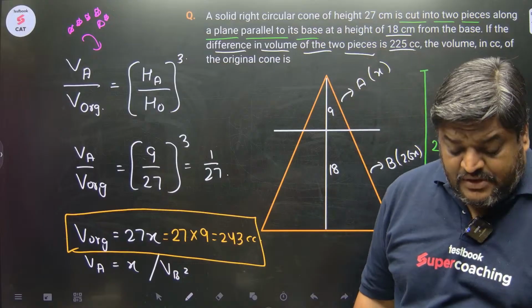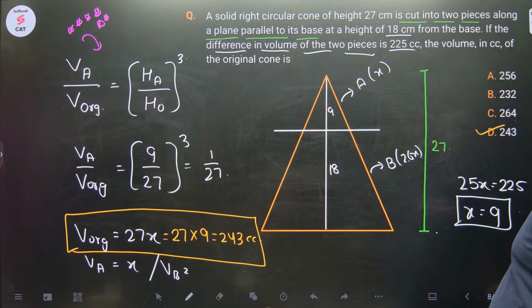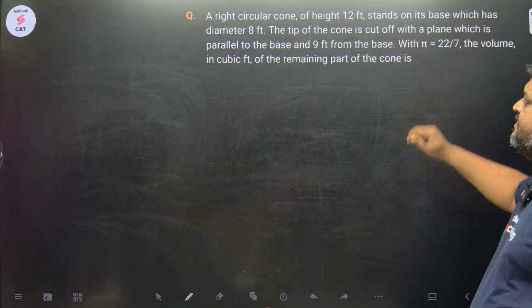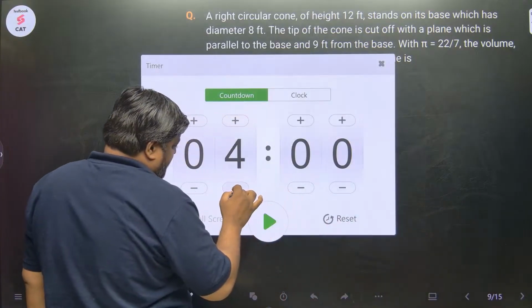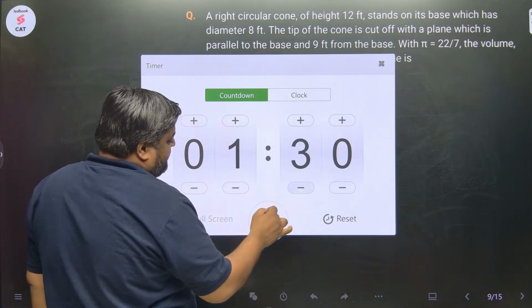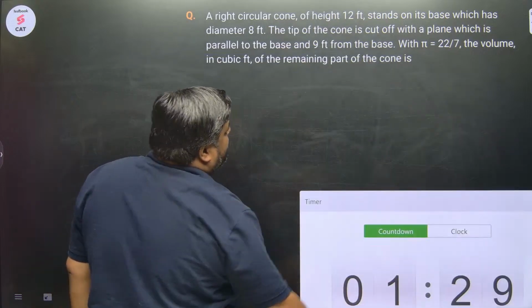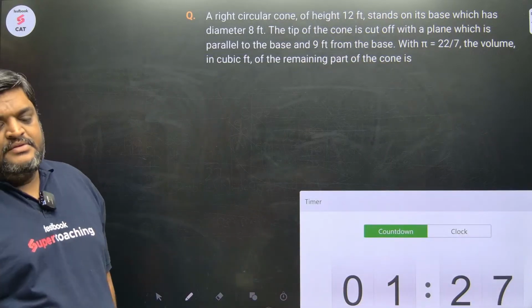chalo, let's jump to the next question. Try this one. I'll give you 90 seconds for this as well. Try this.